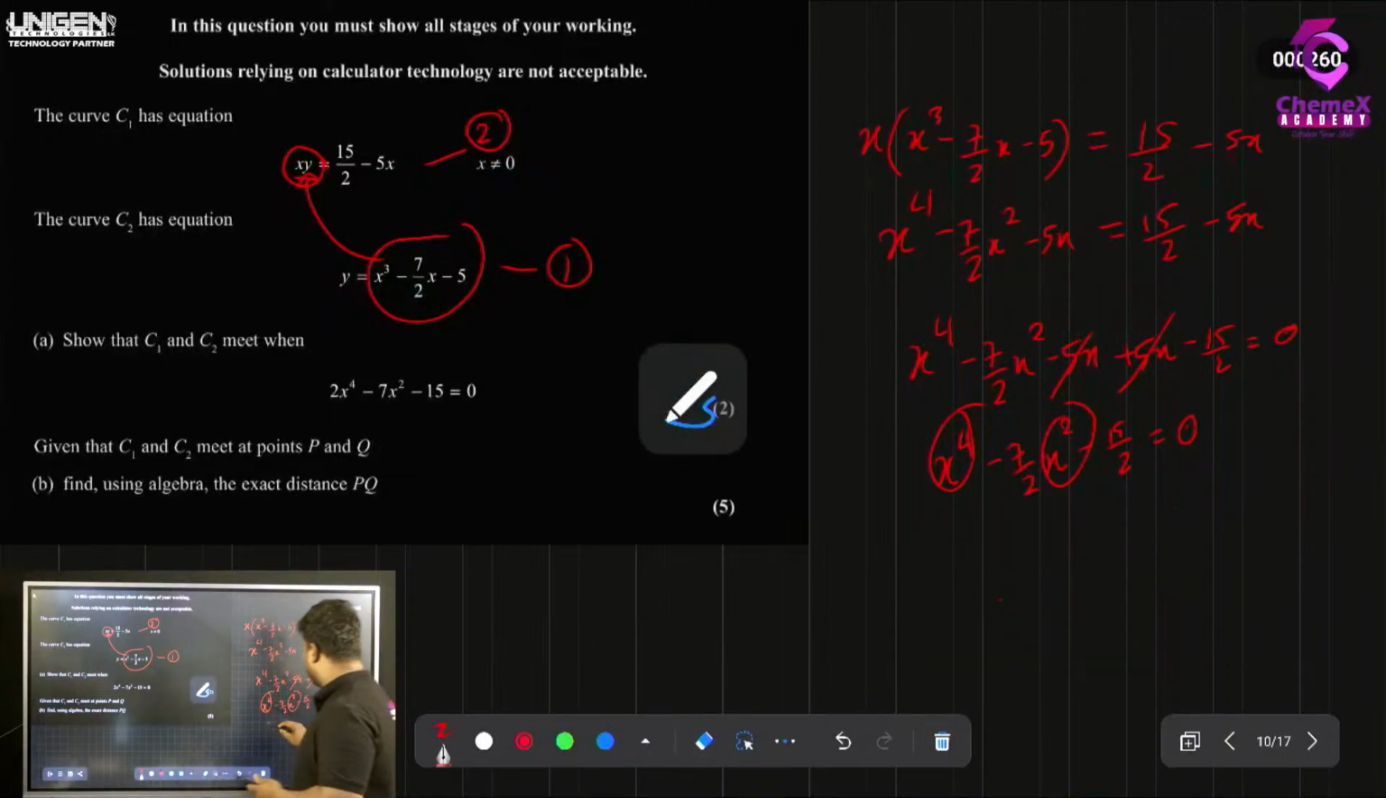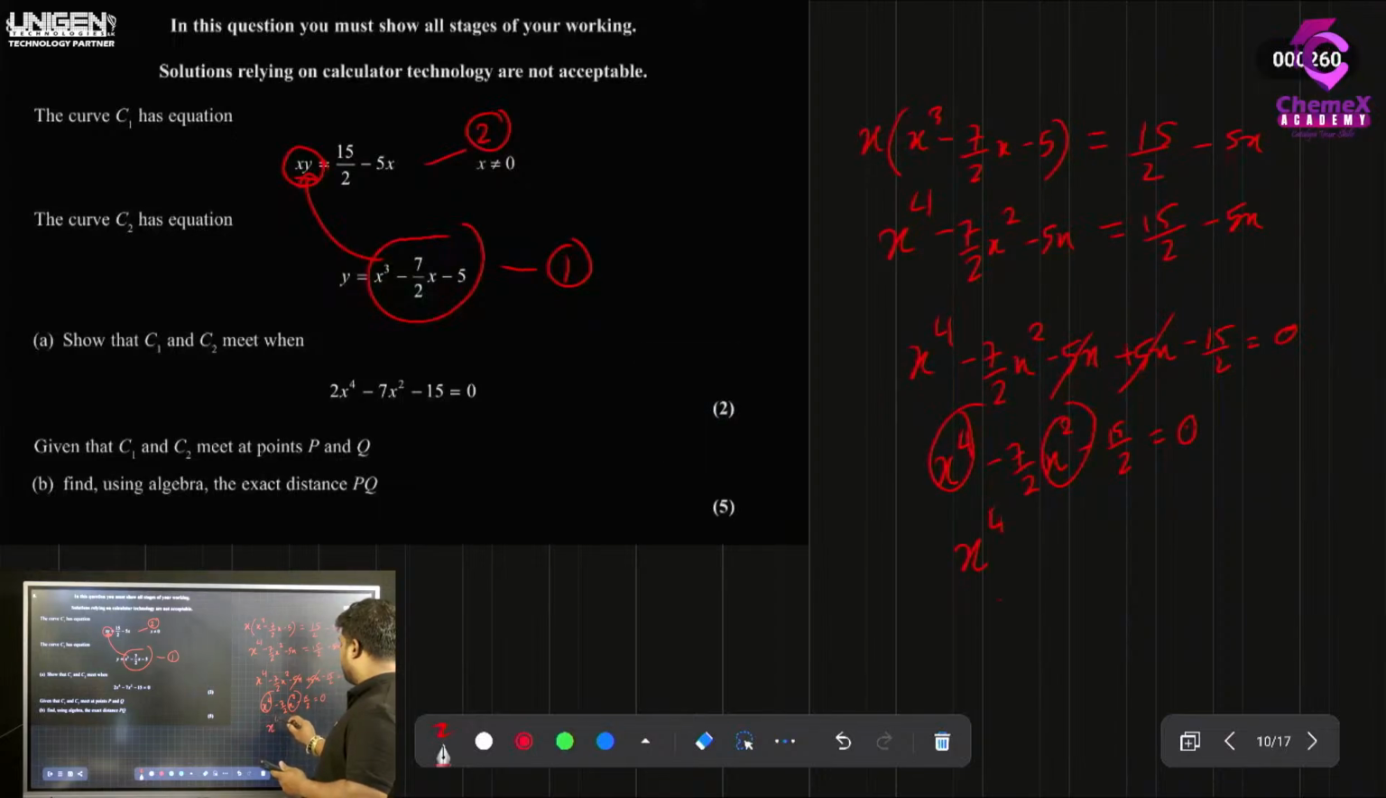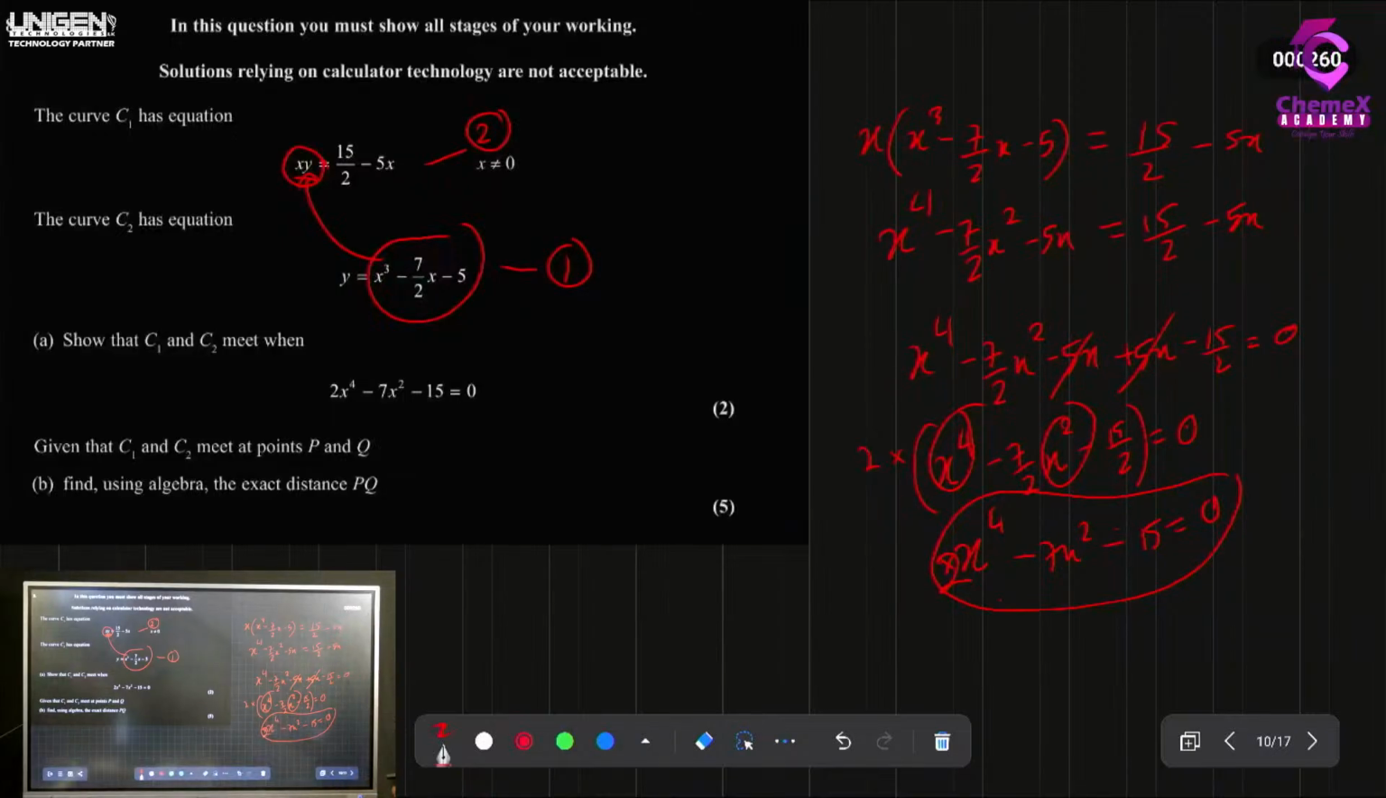So what is it going to be then? You multiply both by 2: 2x to the power 4 minus 7x squared minus 15. So can you get me the answers for this? How you solve this is you can let this be 2y squared minus 7y minus 15, since you don't know how to type. So get me the y values for this first. What are the two y values?